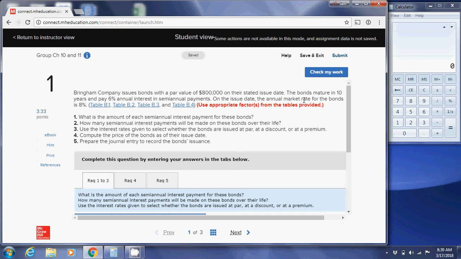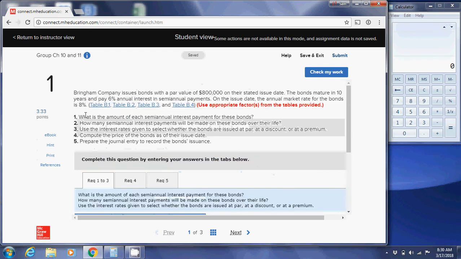So on the issue date, the annual market rate for the bonds is 8%. Let's think about that for a second. If our bonds are paying 6%, but the market is paying 8%, then they can go to the bank and make more interest. So what could we do to compel them to buy our bonds? Obviously, that means that we would sell these bonds at a discount.